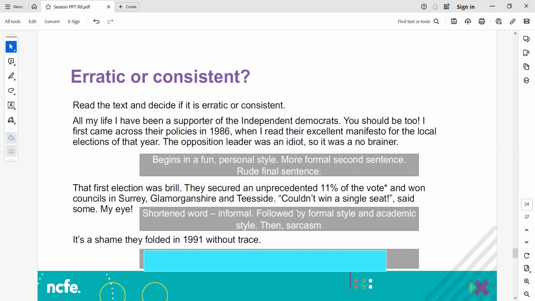And then we've got sarcasm. So this text is using all sorts of different styles and tones. So we would say it is erratic. It doesn't follow a consistent style. Okay. Does anyone have any questions about that?